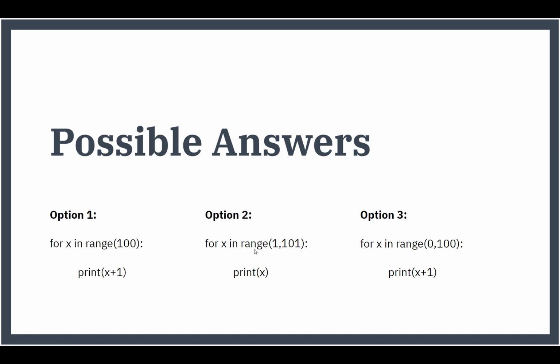And here, for x in range 1 comma 101, the reason it's staggered is because we're printing x. Instead of the print statement being staggered by 1, we have to stagger our condition. And the last one, option 1 and option 3 are kind of similar. For x in range starting from 0 to 100, we print x plus 1. That's basically the same as option 1. It's just that we have a starting condition. Even though they're the same, we're just specifying it should start at 0.